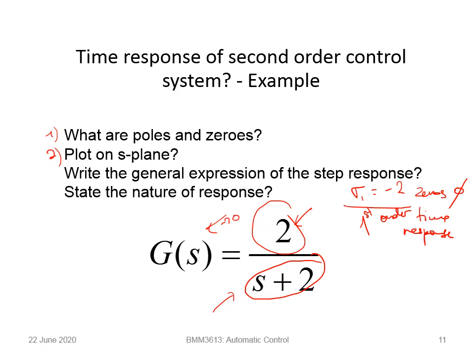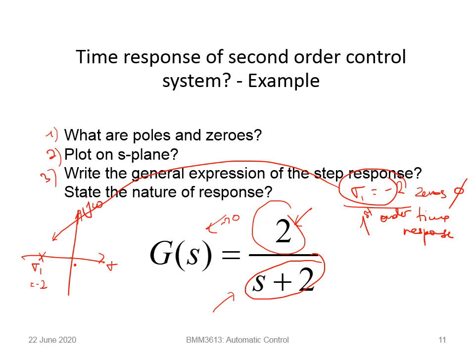So the S-plane is the two-dimensional plane with the two axes of sigma and j omega, and we will plot the position of the poles and zero. So our pole is sigma 1 equals minus 2, so it is somewhere over here. Sigma 1 equals minus 2.